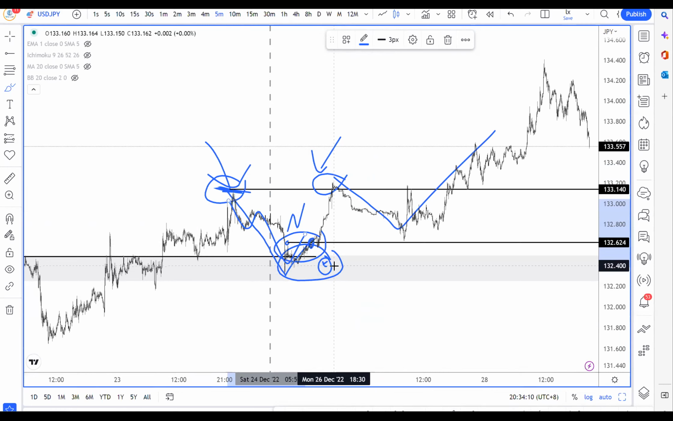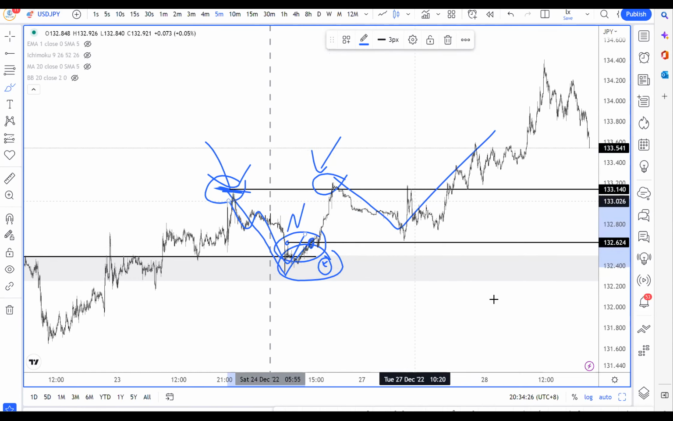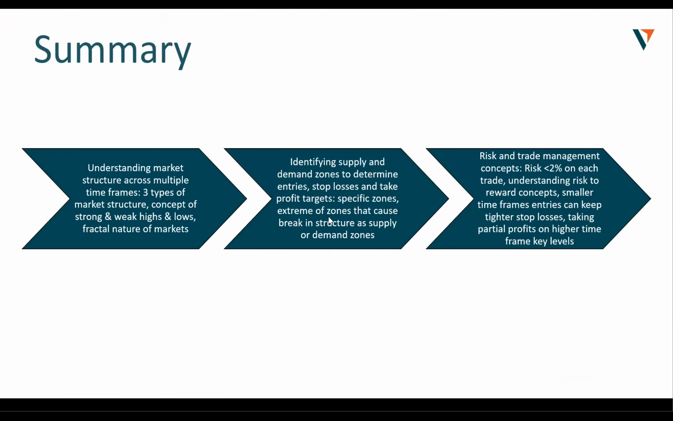Okay, so I hope that helps in terms of clarifying, or even just helping in terms of seeing how you can use market structures to determine where prices might potentially be heading, and also using the smaller time frame, or just combining different time frames, to determine the potential direction. Okay, so if you guys have any questions, please do put them under the questions chat.